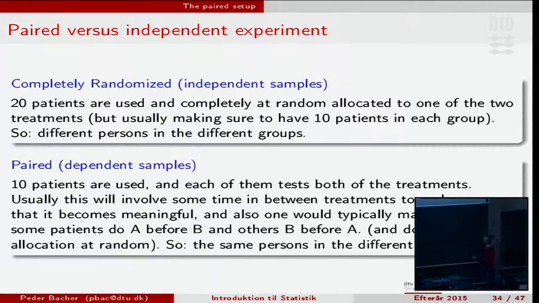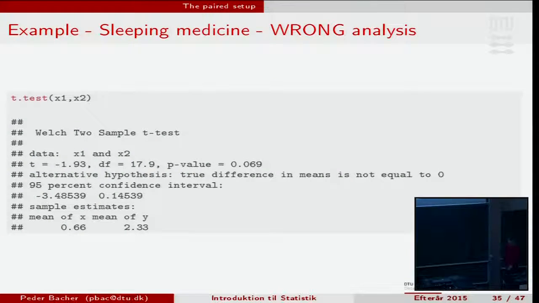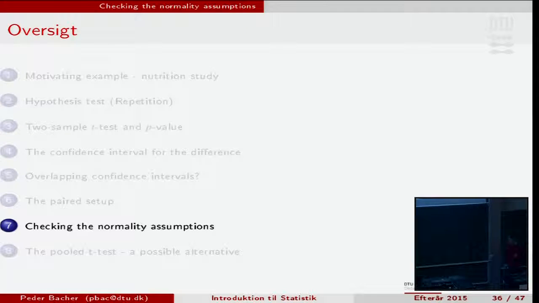And here you can see the same thing as I've just said. Usually you would reverse the order, whether they took A before B, in a randomized way, so you would make sure you get as little effect of things like that as possible. But that's simply called the paired t-test, the paired setup.